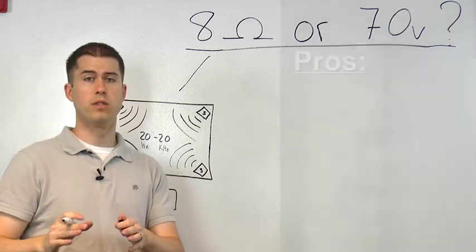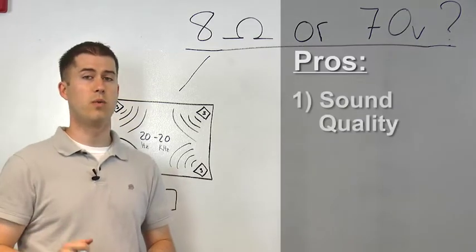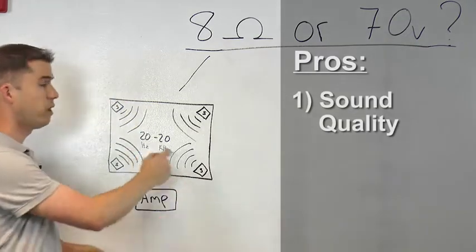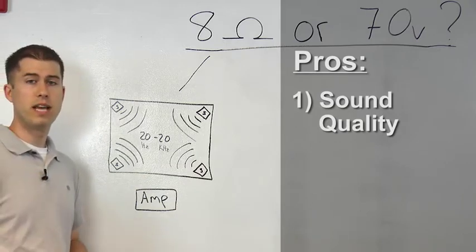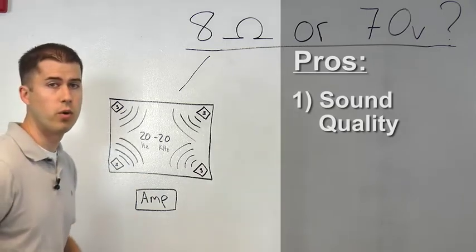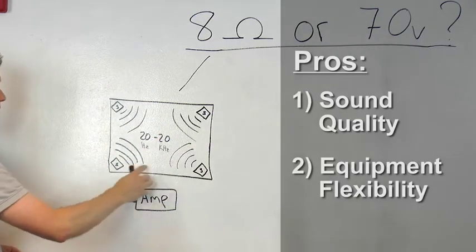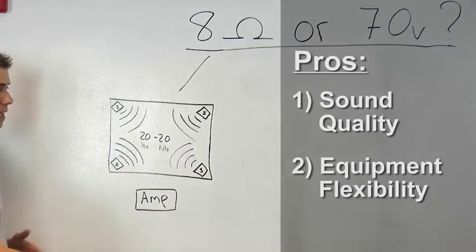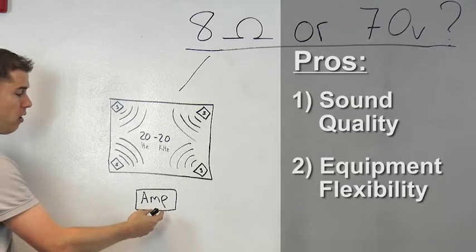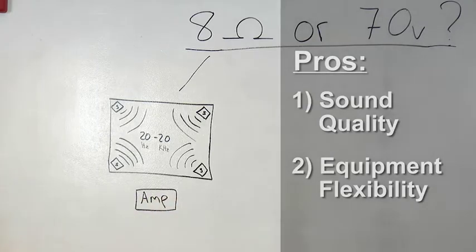Now, first and foremost, the biggest pro to 8 ohms is the sound quality, as you get a full range of 20/20 sound, and a stereo setup ensures accurate reproduction of the recorded material. And there's plenty of flexibility in both the speakers available as well as the amp to power them. You can use a dedicated high power amp, an AVR, or even Zone 2 off that AVR.